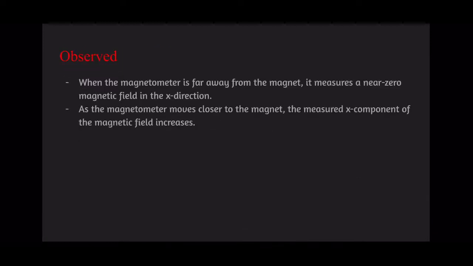What I observed throughout the lab was when the magnetometer is far away from the magnet, it measures a near zero magnetic field in the x direction. Also, as the magnetometer moves closer to the magnet, the measured x component of the magnetic field increases.